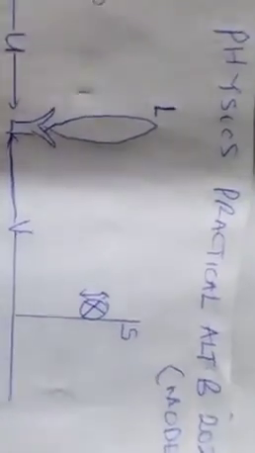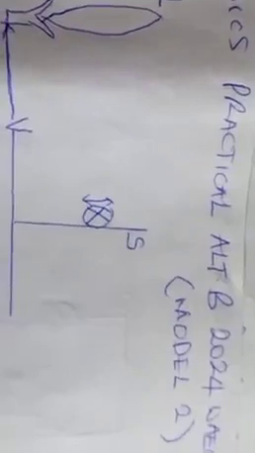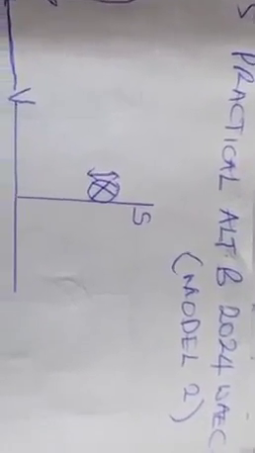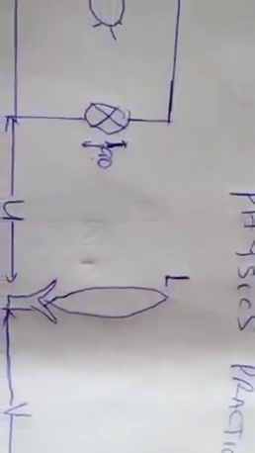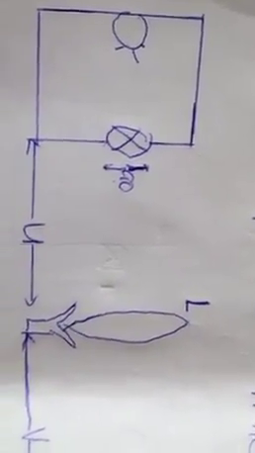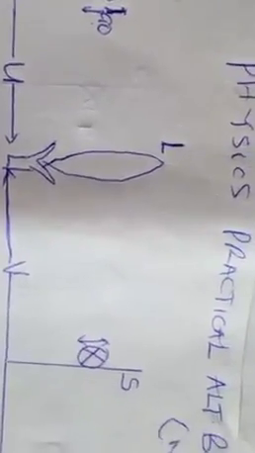Today we're taking a look at Physics Practicals Alternative B, WAEC 2024 May-June examination. Question number 1. This is the model 2 of question number 1. We have done the model 1.